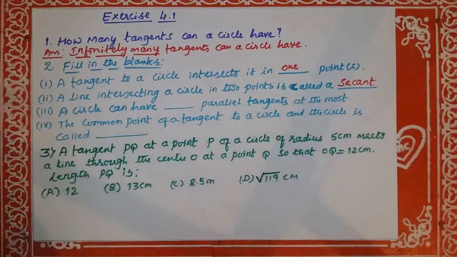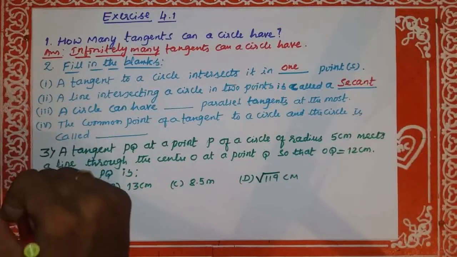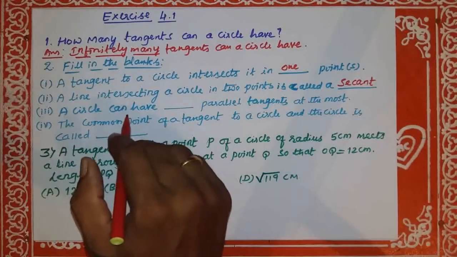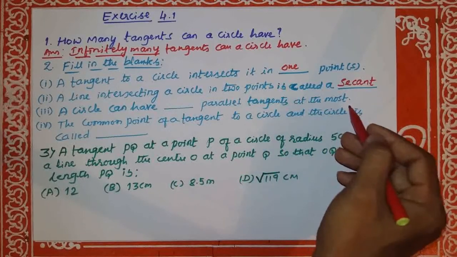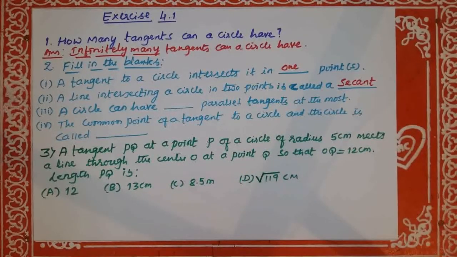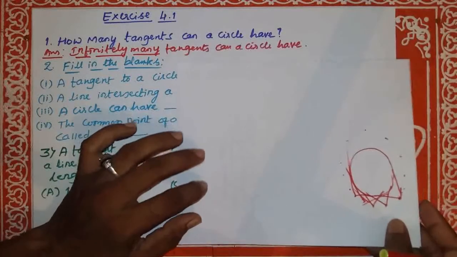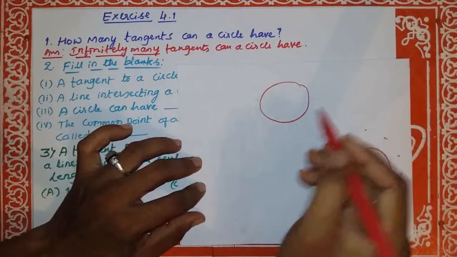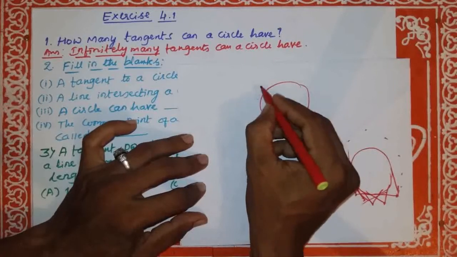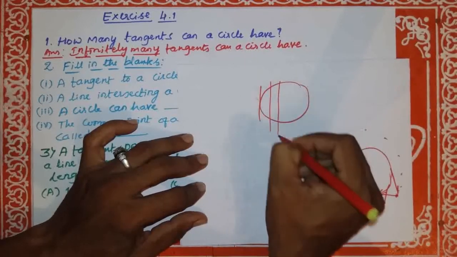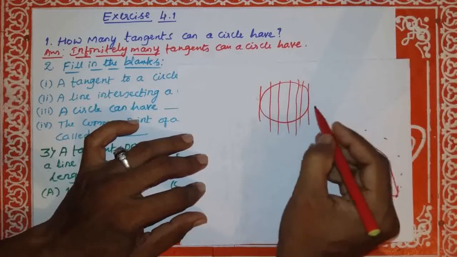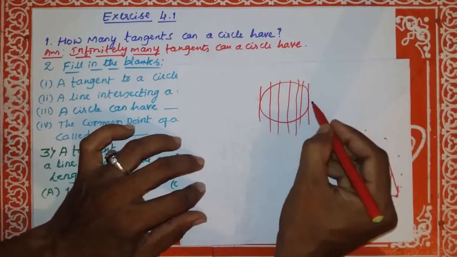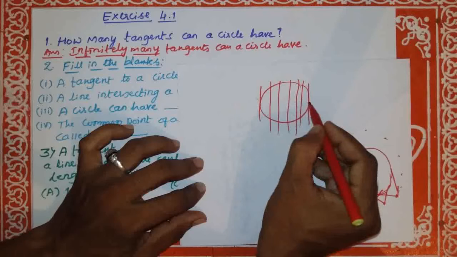That is called secant. Okay, third question we have, a circle can have dash parallel tangents at the most. Okay, this one also I will show you. See, here I have one circle. I will draw many parallel lines. Okay, many parallel lines. At the end of this circle, we will get 2 parallel tangents.